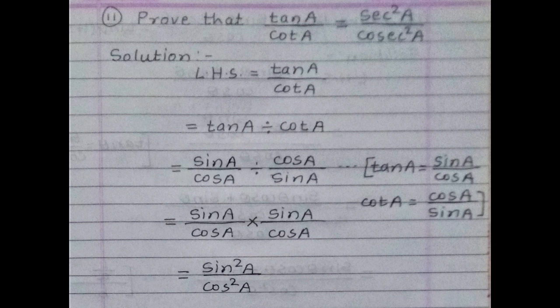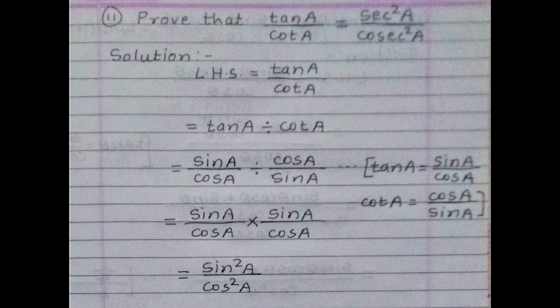Question number 11. Again, prove that tan A upon cot A is equal to sec square A upon cosec square A. Solution: LHS, tan A upon cot A. See how I am writing here, tan A divided by cot A. Why do we write it in this division form?